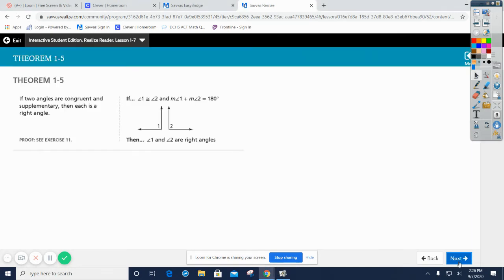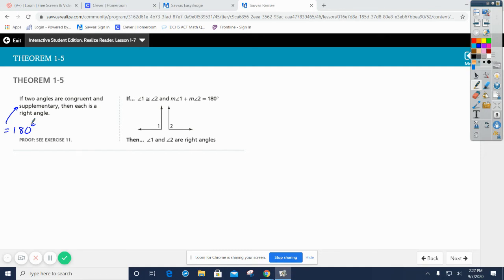Just common sense. Now this one is kind of common sense, but you've got to think about it a little bit more. It says if two angles are congruent and supplementary. Okay, so think about that for a minute. What does it mean to be congruent? Well, that means the same. But what does it mean to be supplementary? I told you that in a slide earlier. Supplementary, what does that mean? It means it equals 180 degrees.